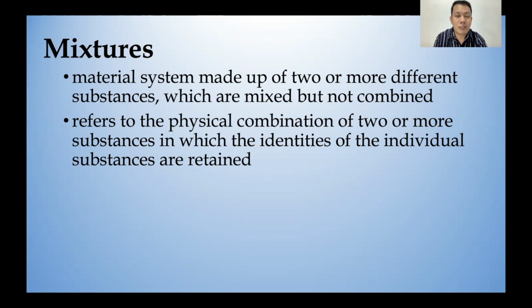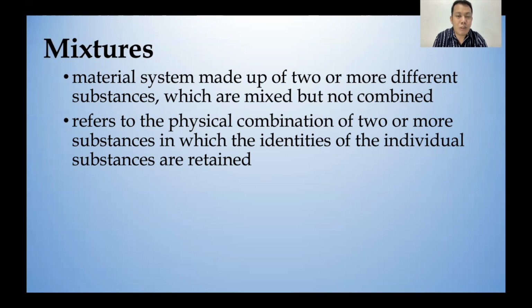Or when you mix, let's say, cabbage, carrots, kangkong, pechay, and different vegetables, they are still vegetables. They retain their properties. Thus, you are just mixing them. So that is still considered a mixture.